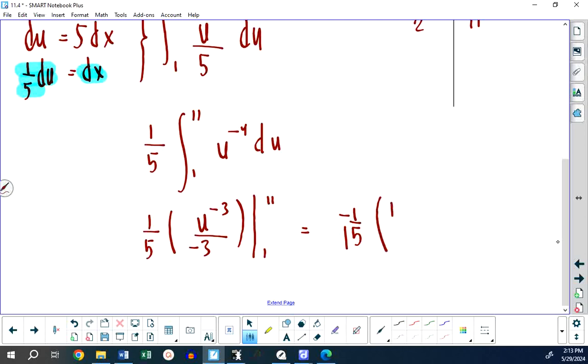I don't care how you write this. I'm going to write 1 over u cubed from 1 to 11. And I would certainly do this. I would calculate that and then multiply the whole thing by negative 1 over 15. Would you like me to go through the calculation? Okay. Any other questions?